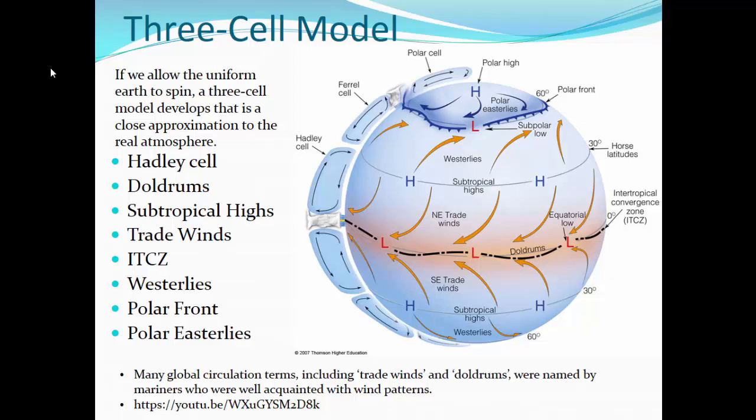Other factors within the three-cell model, we have the horse latitudes and the doldrums. The horse latitudes at that subtropical high where the wind's very light, so old-time sailing ships would be becalmed. They would not be able to make much headway because of a lack of wind. And then the doldrums down at the equator, where weather conditions are essentially the same all of the time, hot, humid, and stormy, so there's not a whole lot of change. And again, this three-cell model dictates the general climate features that we find around the globe.